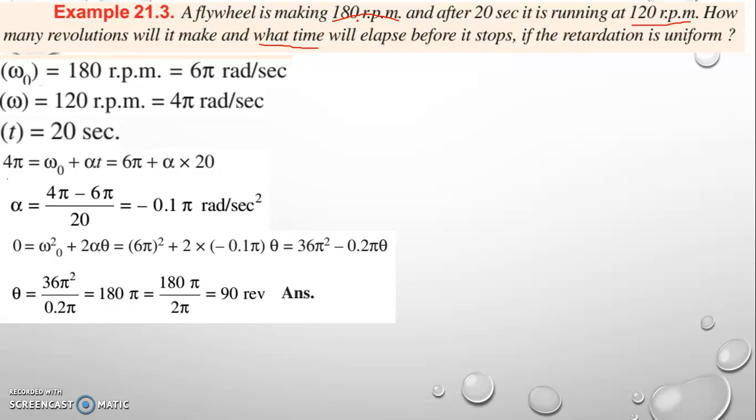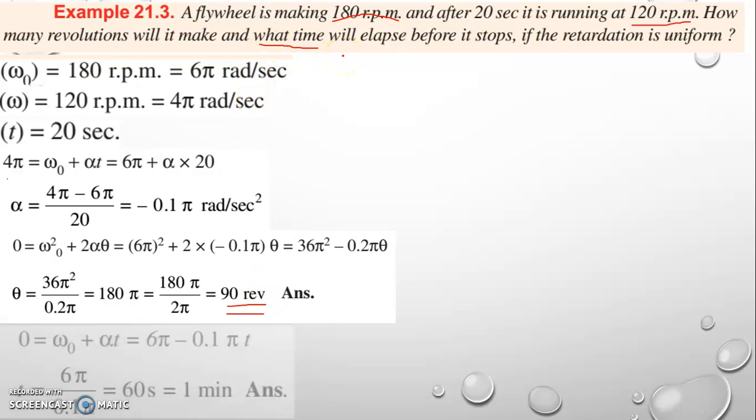Here they have used another equation, v square minus u square equal to 2as. The final velocity is 0, the initial velocity is known to us, alpha is known, and we can find the value of theta by using the equation v square minus u square equal to 2 alpha theta. So we get the value of theta as 180 pi. To convert into revolutions, we divide it by 2 pi. We obtain the value of theta as 90 revolutions. It will make 90 revolutions before it stops.